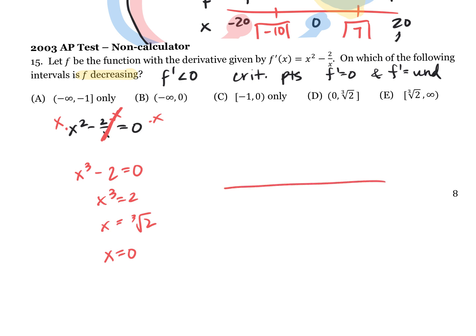So we've got critical points at 0 and at cube root of 2. Those have to go on my sign chart: 0 and cube root of 2. Again, I like to box those. Those are what my answer is going to be based off of, not the things in between them.